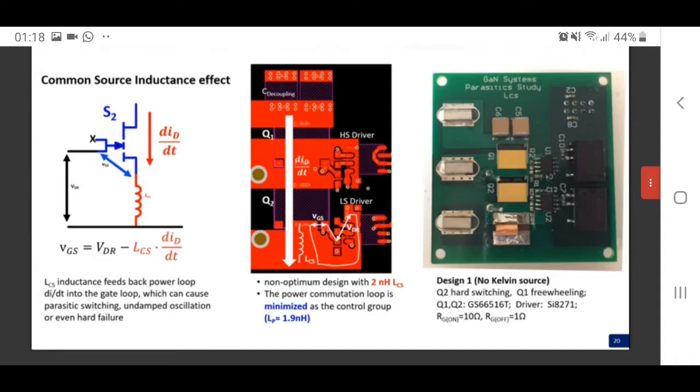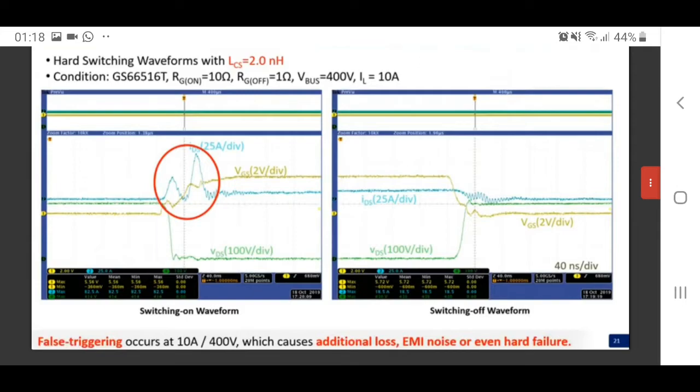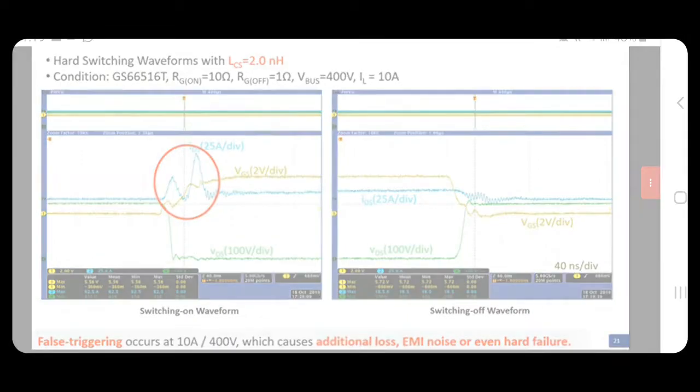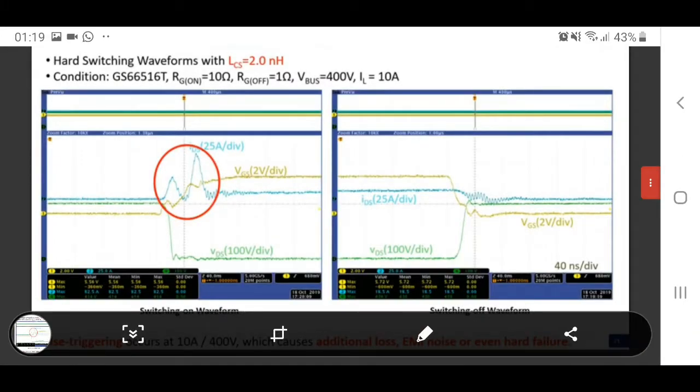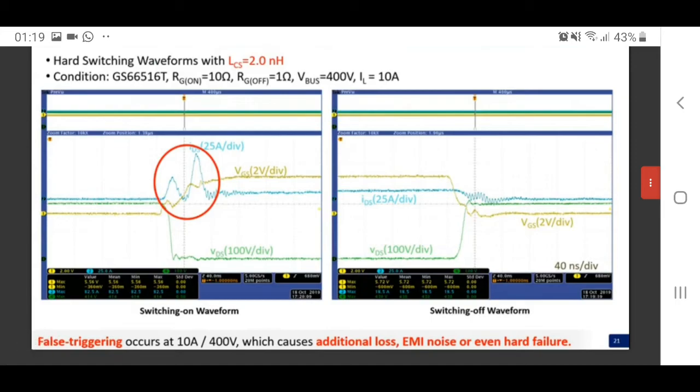So this is the prototype. See, this is still a pretty compact design. So this is not an unrealistically bad design. Let's look at the waveform, see how it looks. So this is a switching waveform with some common source inductance. As you can see in the picture, some false triggering occurs at 10 amps, 400 volts. So this will cause some additional loss, EMI noise, or even device hot failure during continuous operation. So this is the effect of the common source inductance.